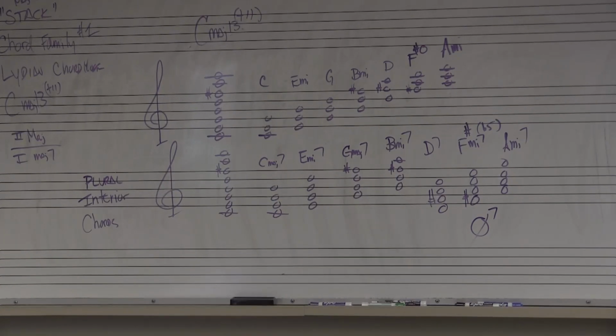Okay, now, what if we took a major 7? So we've got C major 7, C, C sharp, D, E flat, E, F, F sharp, G, A flat, right? G, B flat, B, C.